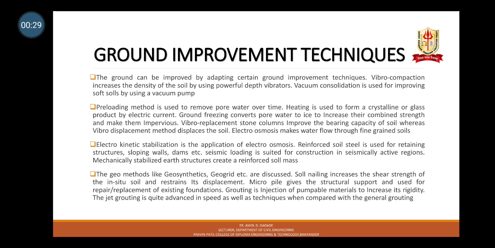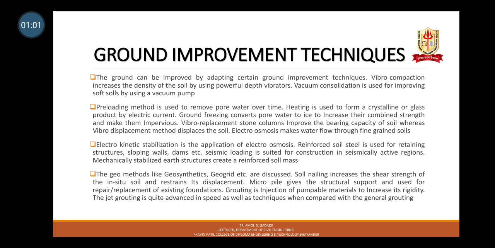Heating is used to form a crystalline or glass product by electric current. Ground freezing converts pore water to ice to increase their combined strength and make them impervious. Vibro replacement stone columns improve the bearing capacity of soil, whereas vibro displacement methods displace soil. Electroosmosis makes water flow through fine grained soil. Electrokinetic stabilization is the application of electroosmosis.